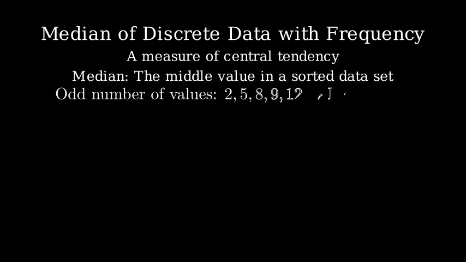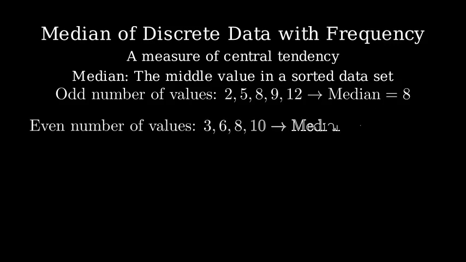To find the median of a simple data set, we first arrange the values in ascending order. The median is then the middle value if we have an odd number of values, or the average of the two middle values if we have an even number of values.